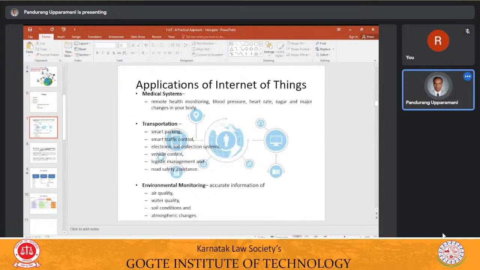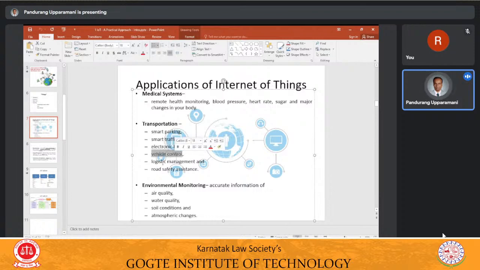Applications of the Internet of Things in the medical domain: if you look at that, remote health monitoring is one of the things, then blood pressure monitoring, heart rate monitoring, sugar, and major changes of the body during the exercises and the tests. Transportation: if you look at the applications of the IoT, smart parking, traffic control, toll collection, vehicle control.